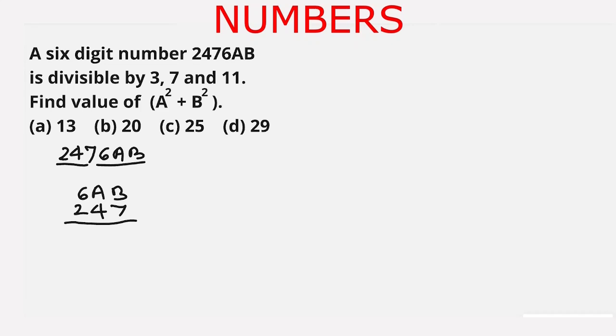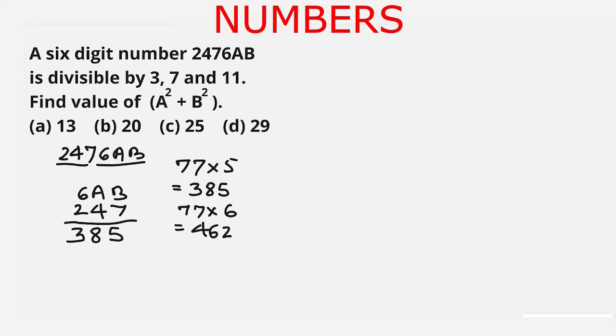350 to 450. Then 77 multiplied by 5 is equal to 385, and 77 multiplied by 6 is equal to 462. And if we take 462, then 462 plus 247 will be 700 something, but the number is 6AB, which is 600 something. So we'll have to take 385.